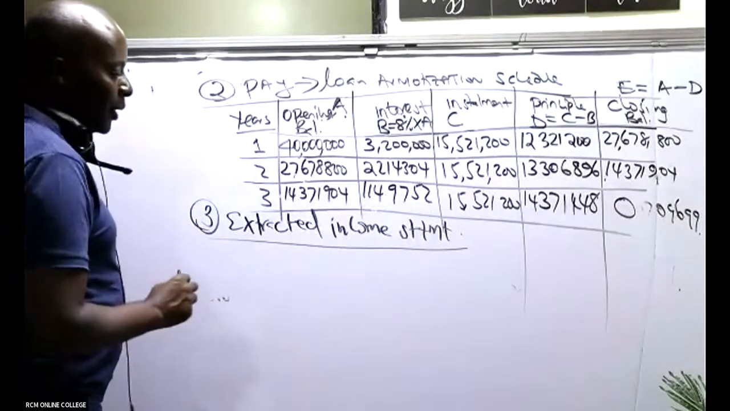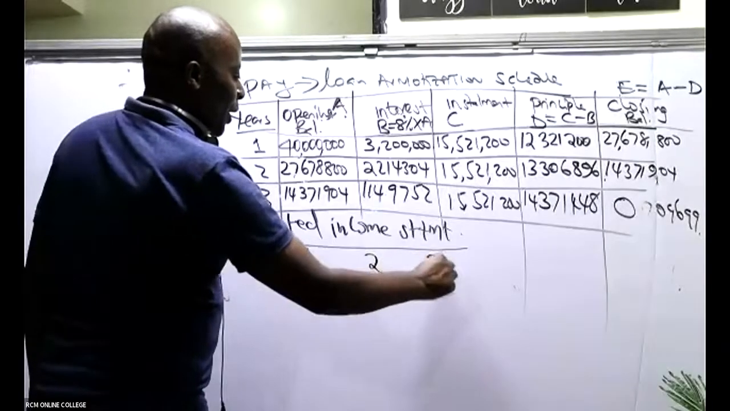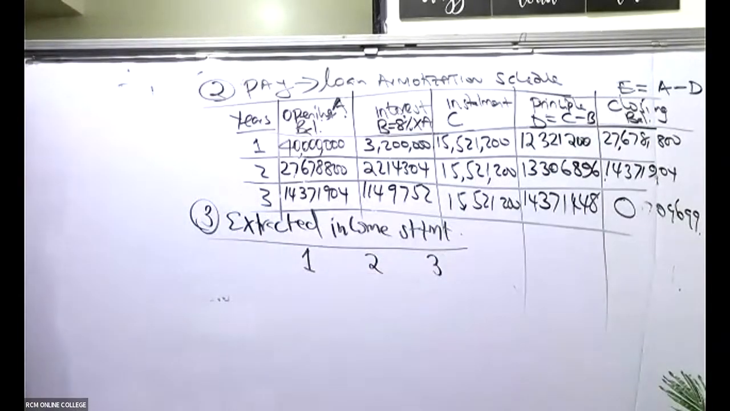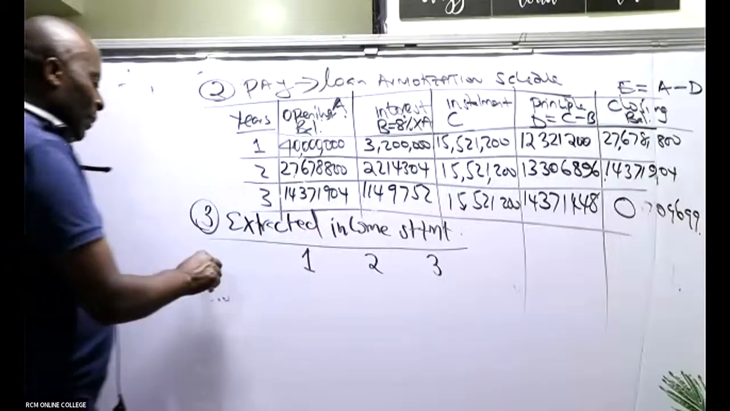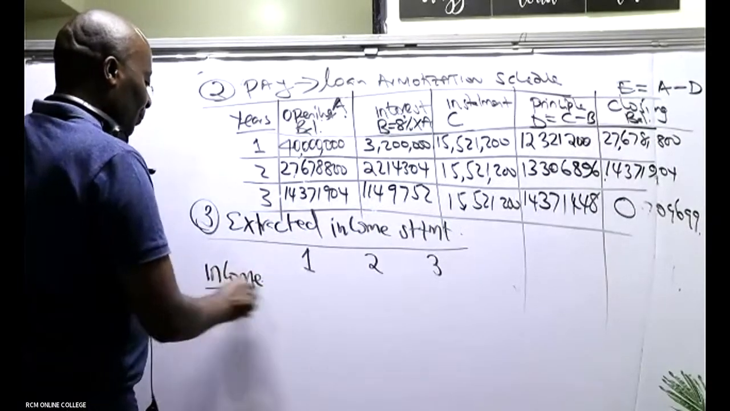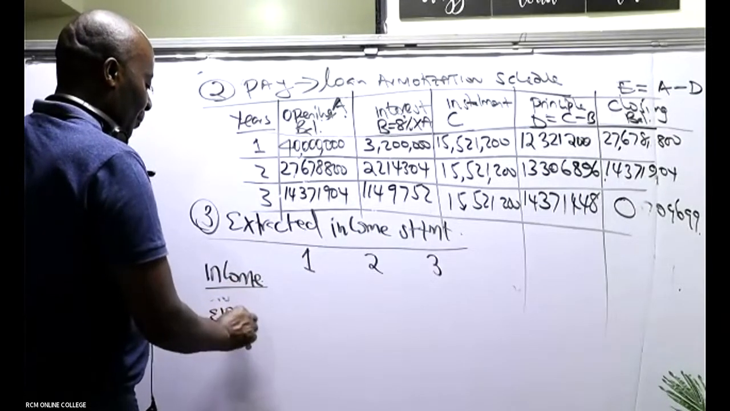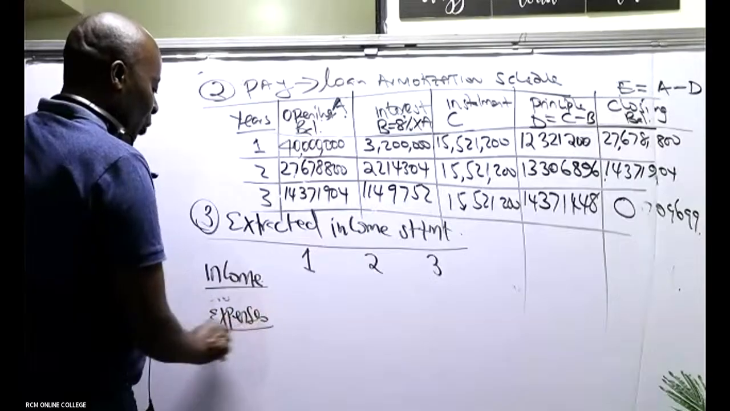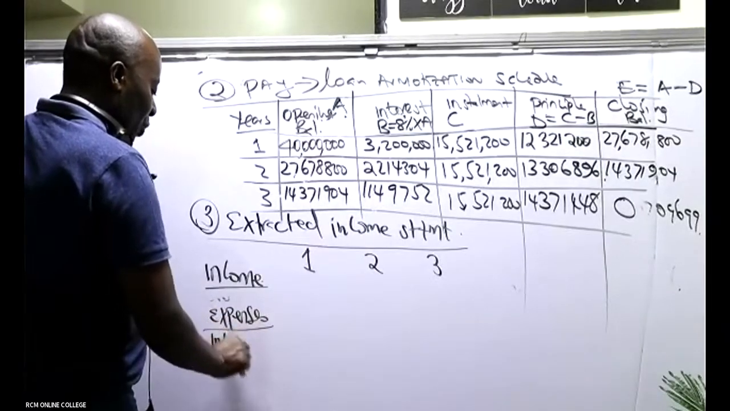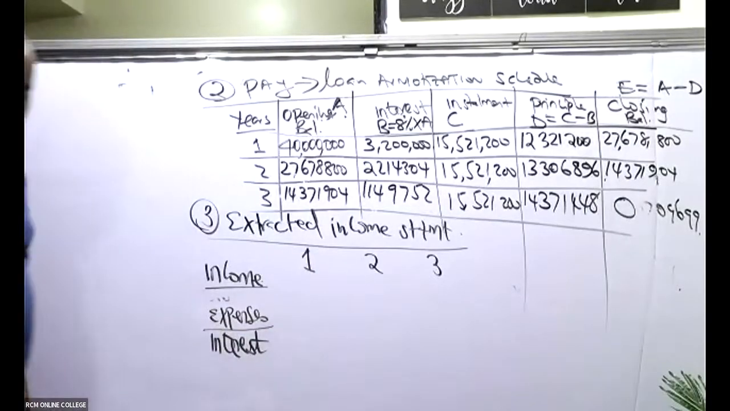Extracted income statement. So remember, we have 3 years. We have year 1, year 2, year 3. So you're going to have an income because there was a disposal done. And then we have expenses. There are two expenses normally. We have interest paid. We have interest there.